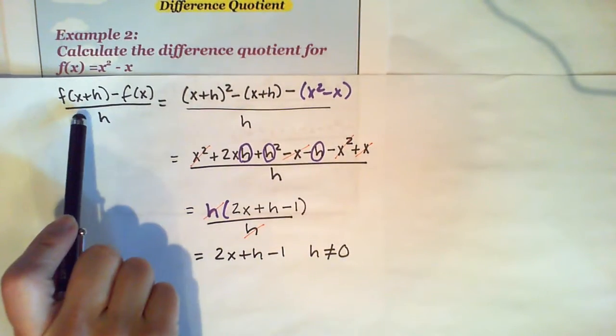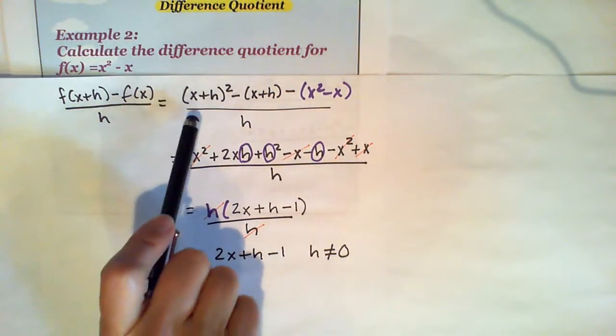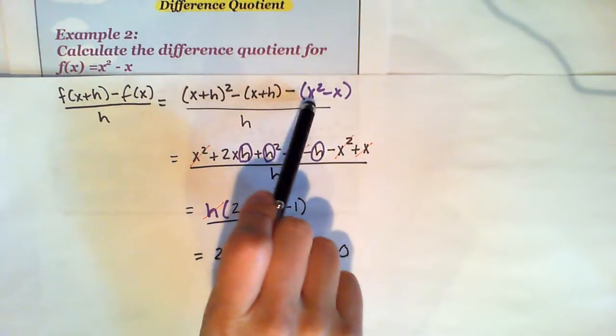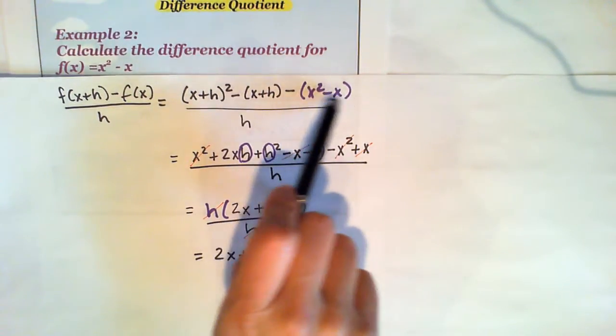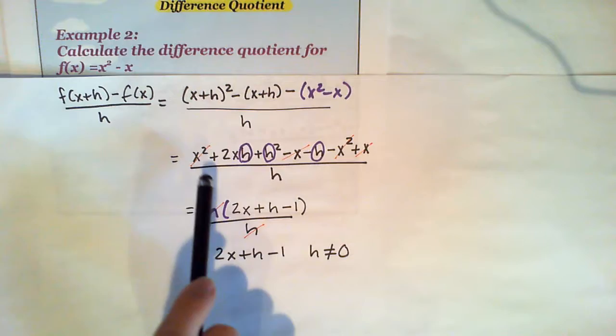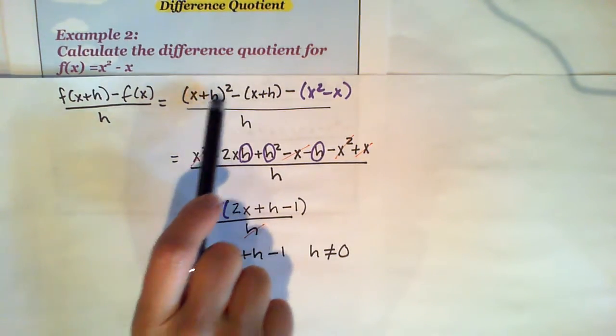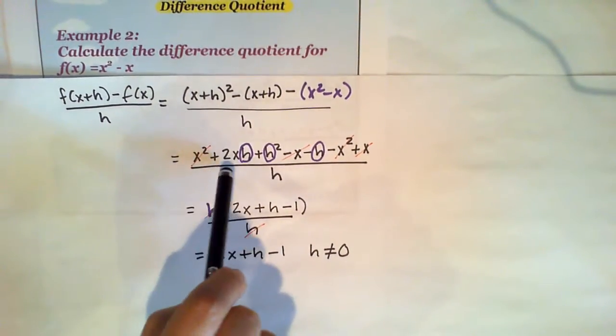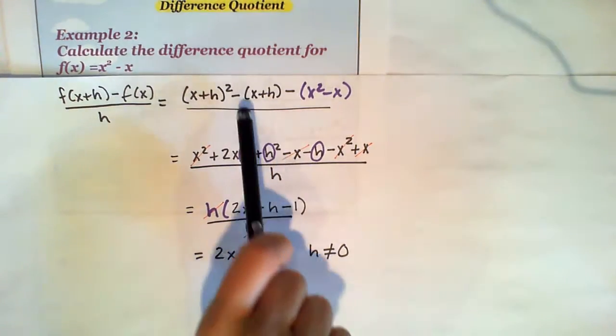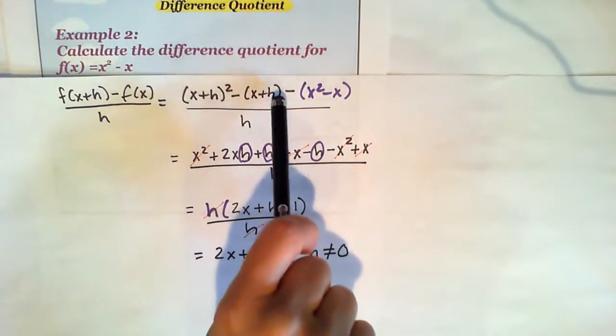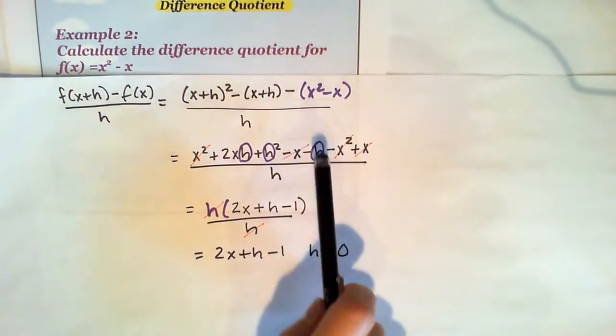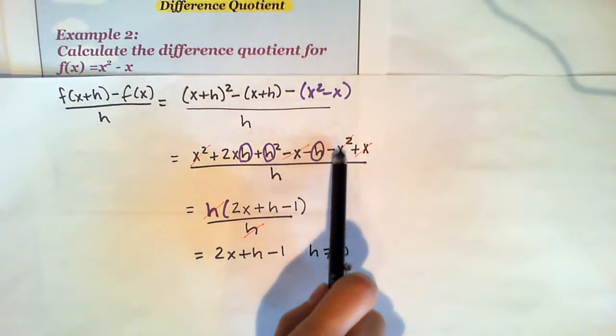So you set it up, f of x plus h minus f of x over h. Plug it in. Make sure that you subtract the whole f of x, so x squared minus x. And then I expanded. I FOILed x plus h to get x squared plus 2xh plus h squared. And then I distributed my negative to the negative x, negative h right here. And then I also distributed this negative, so I got negative x squared plus x.